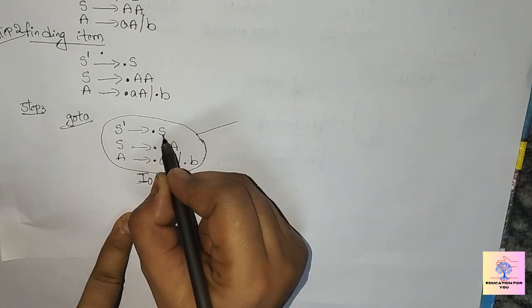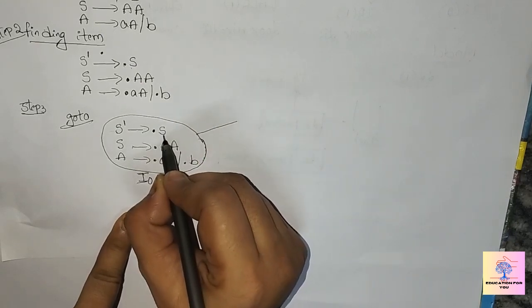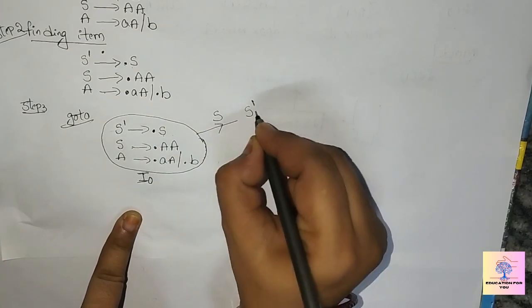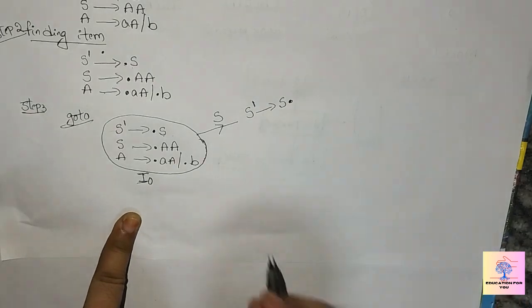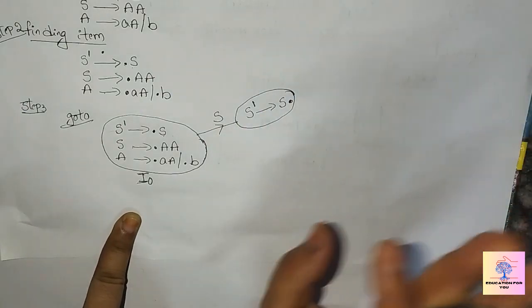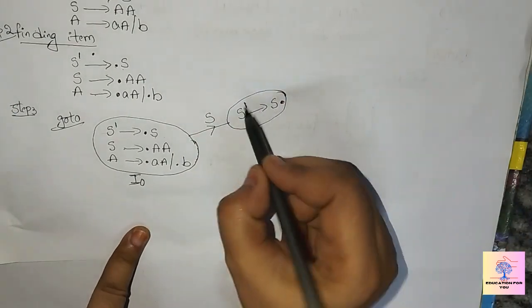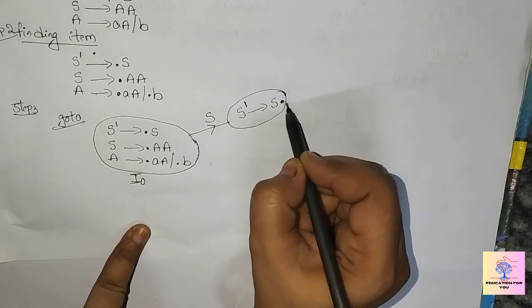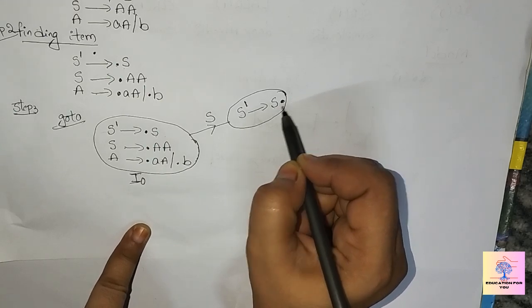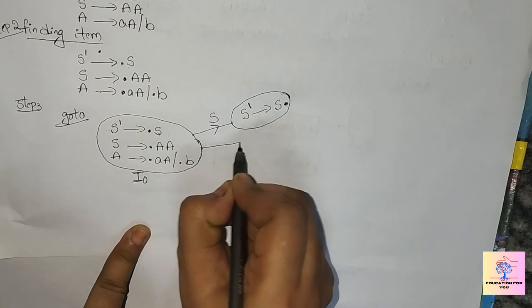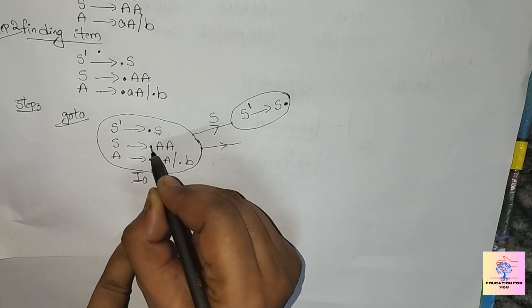So first, what is the symbol here? Is this a terminal or non-terminal? It is a non-terminal. You have to shift this dot after the non-terminal, so S dash goes to S dot. We will take the states later. So S dash goes to S dot. After the dot, is there any symbol, terminal or non-terminal? No. So there is no shifting, there is no go to. So S is over. Now the next one is what here? Dot. After the dot, what is there?